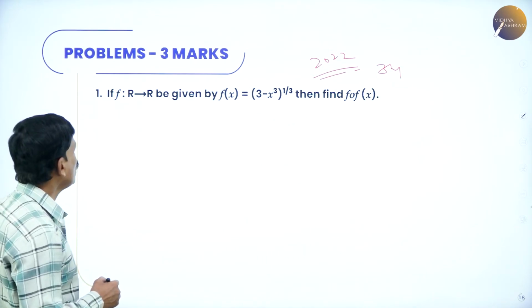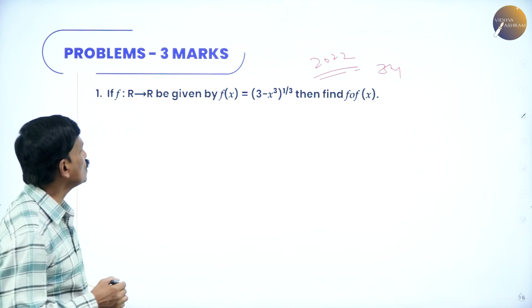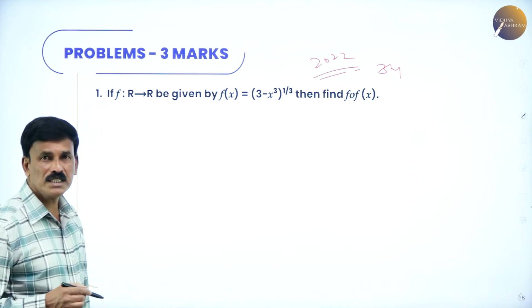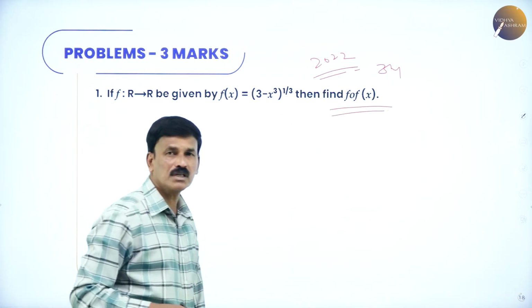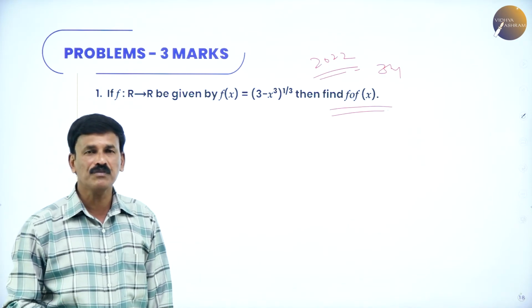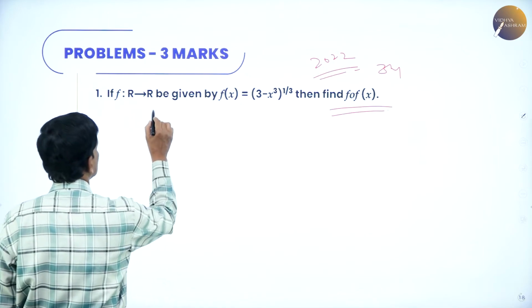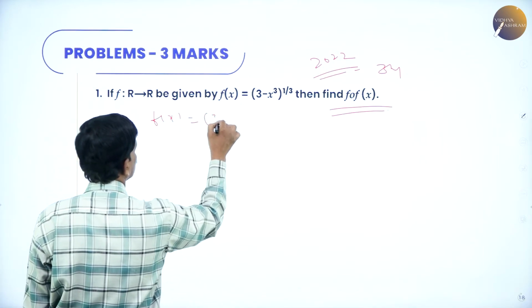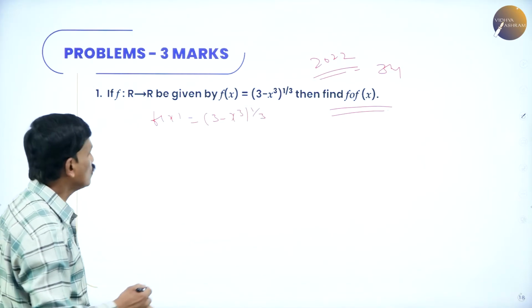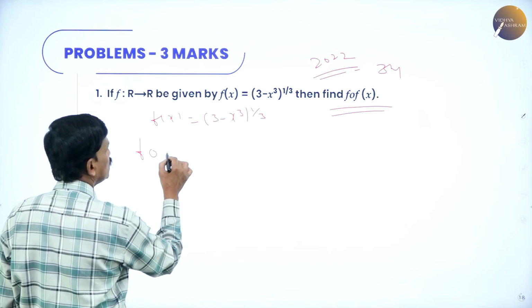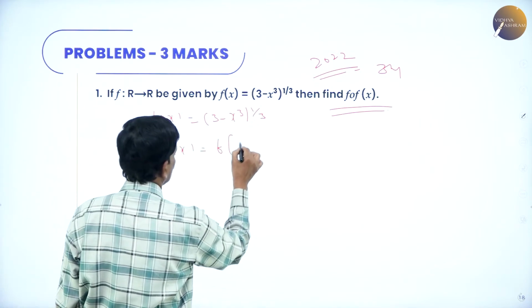If f from R to R is given by f of x is equal to (3 minus x cube) whole to the power of 1 by 3, then find f naught f of x. f naught f of x is to be determined, or sometimes they may ask, show that f naught f of x is equal to x. Now, let us verify the first one. What is given? f of x is equal to (3 minus x cube) whole raised to 1 by 3. Now f naught f of x can be written as f of f of x.